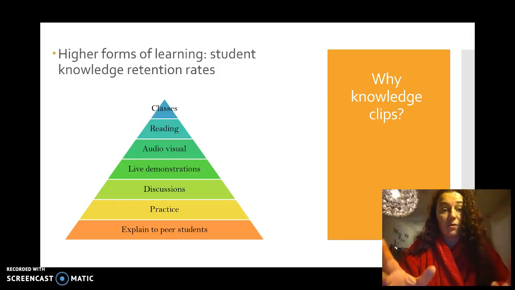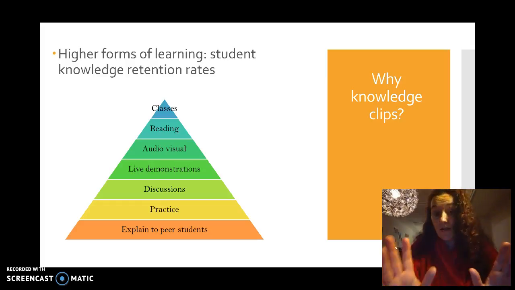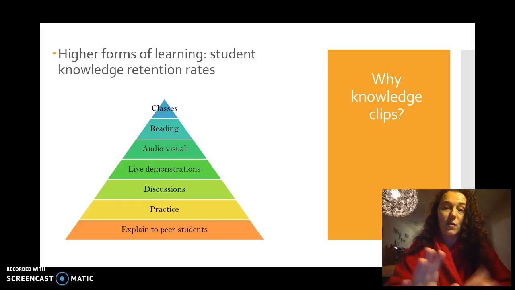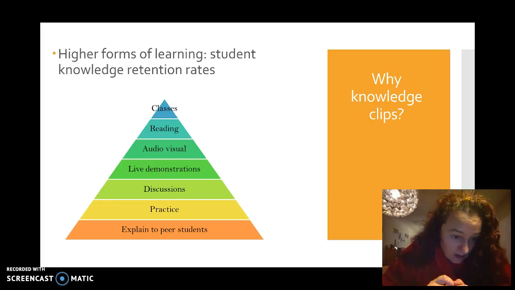So why knowledge clips, or why do we let the students make them? It's not just because I'm kind of lazy and don't want to make all of them. It enables students to achieve higher forms of learning.